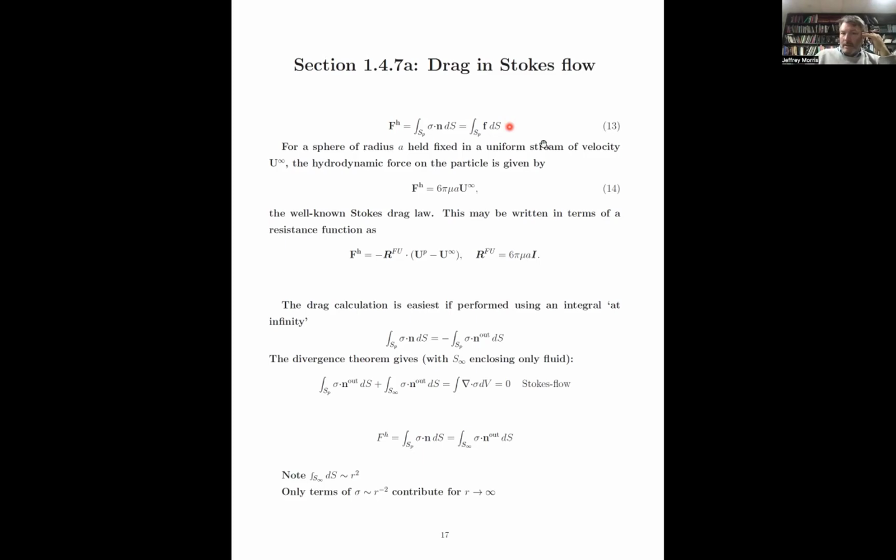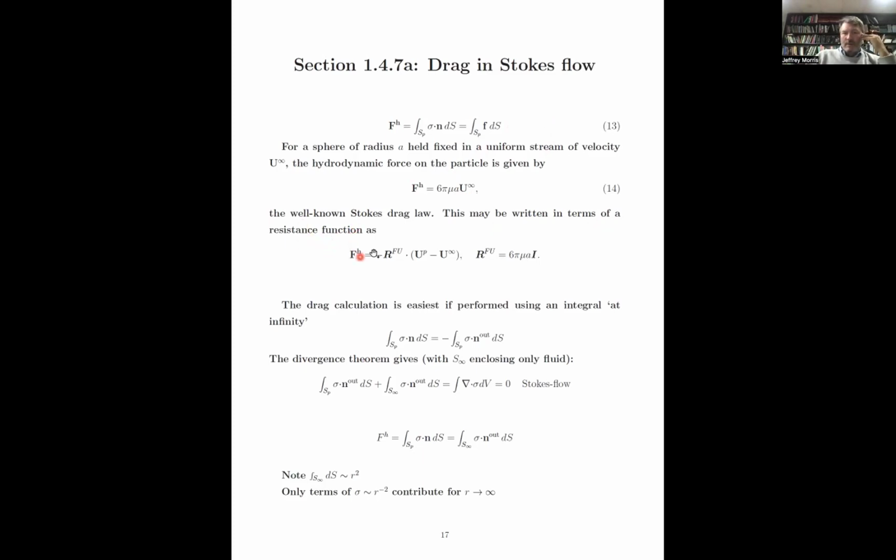All right, so one of the key issues that one has to think about is the drag on a particle in a flow. And so the drag in Stokes flow is, there's a classic well-known result that it's 6 pi mu times the particle size times the driving velocity u infinity that would be passing it. And this can be written in terms of what I'll call a resistance function.